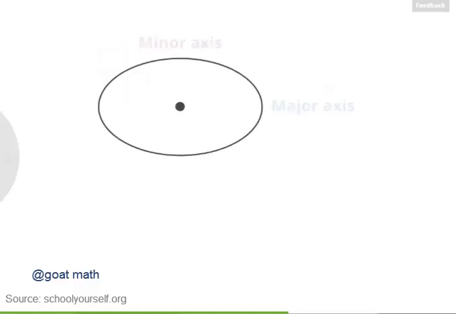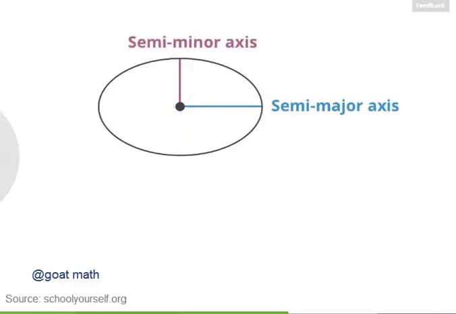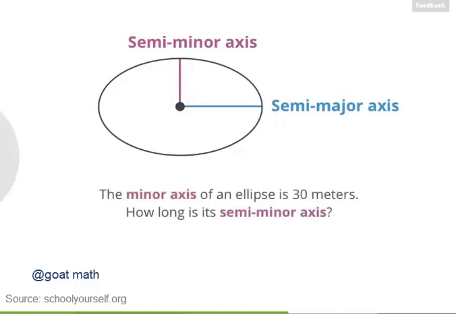Now one more thing. Again, here are the major and minor axes. Each half of the major axis is known as the semi-major axis. Semi is a prefix meaning half. And similarly, each half of the minor axis is known as the semi-minor axis. So suppose you have an ellipse whose minor axis is 30 meters long. How long is its semi-minor axis?